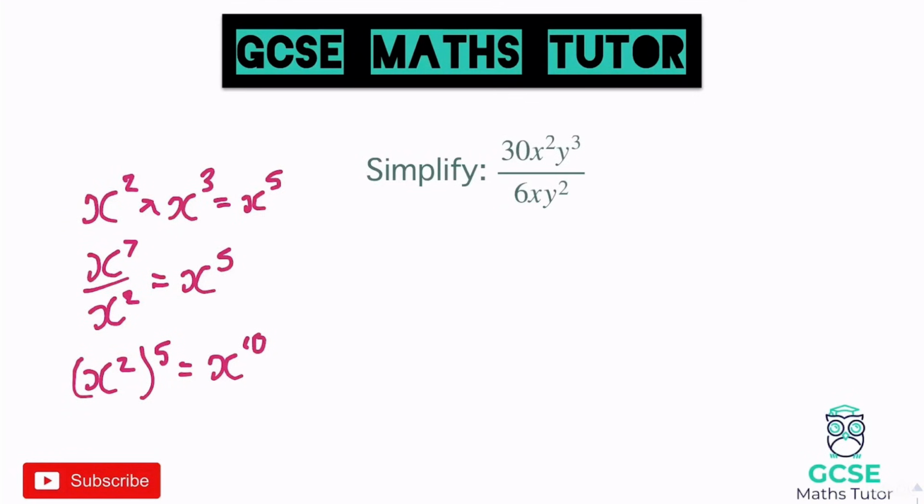So we're doing a divide. Now we've got these numbers on the top and the bottom, 30 on the top, 6 on the bottom. So numbers always just divide numbers, so 30 divided by 6 gives us 5.